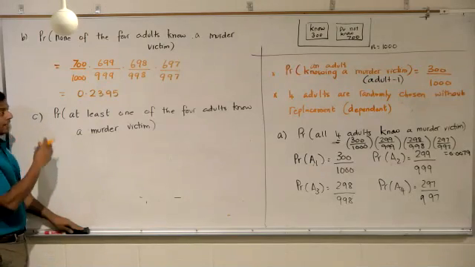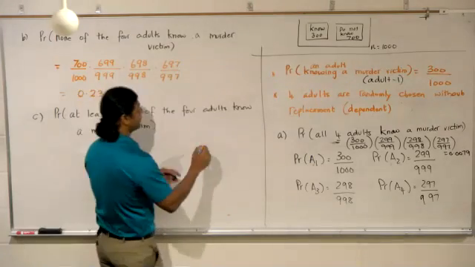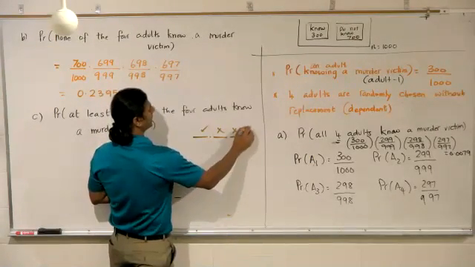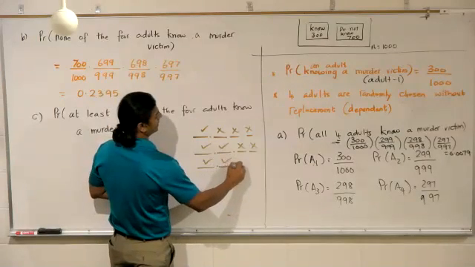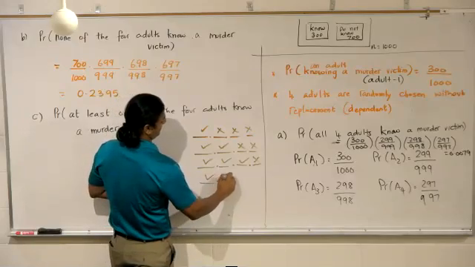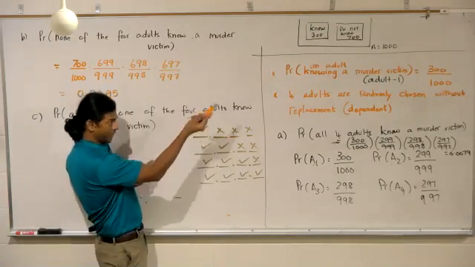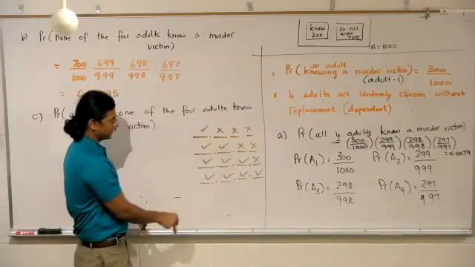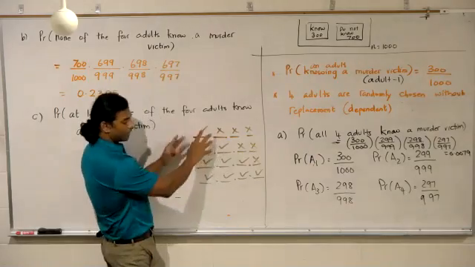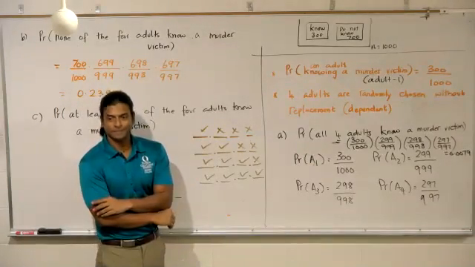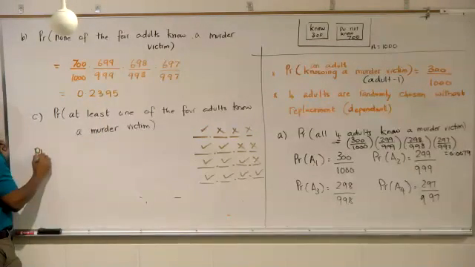So the probability that at least one of the 4 adults knows a murder victim would mean there are 4 separate events, and any of them could happen. Knows, doesn't, knows, doesn't, knows, doesn't. And we know the probability that a person is going to know a murder victim, and without replacement, I could keep on doing this. But too much work. Do you agree? You have to repeat this part with the numbers 4 different times and add them all together. Yes, too much work. But what is the complement of at least one of the 4? None of them.